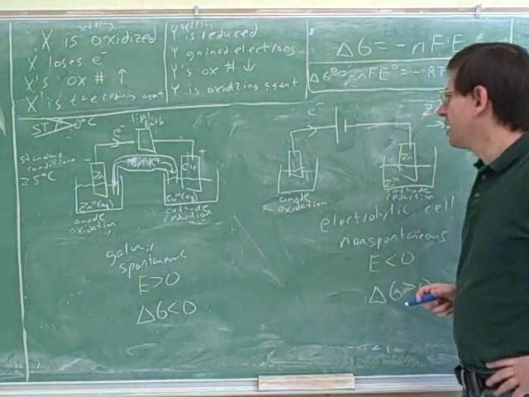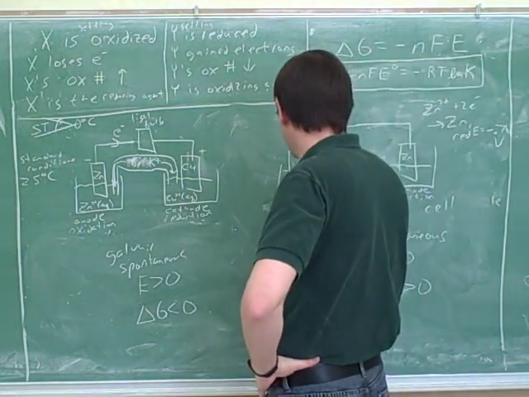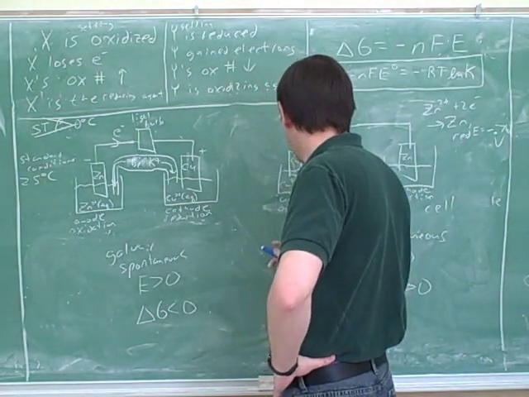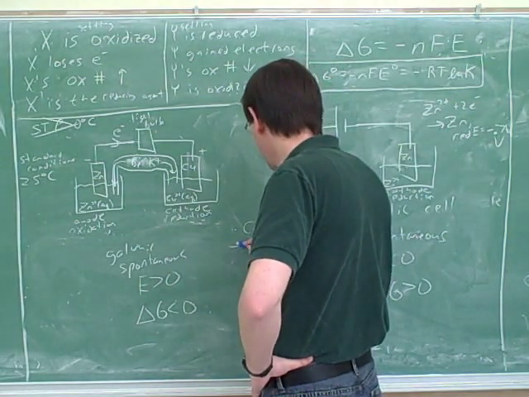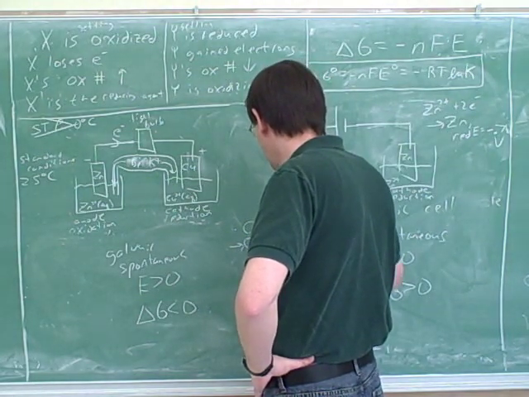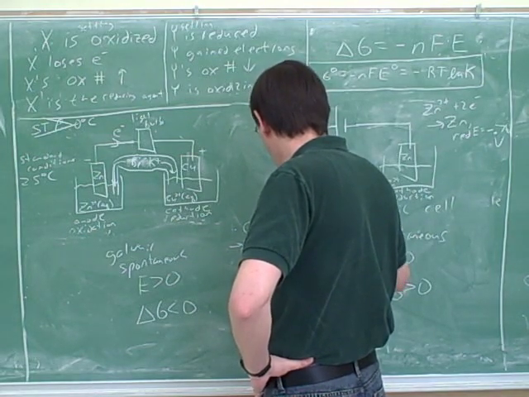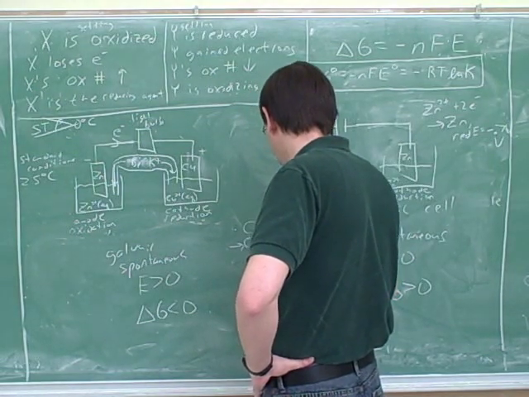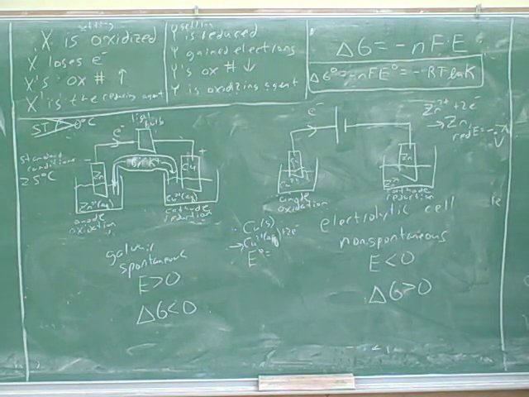Okay, and who would we put over here? We put the copper. So what's the half reaction that's happening over here? Copper solid yields copper 2 plus 2 electrons. And what would be the potential here? It would be negative 0.34.